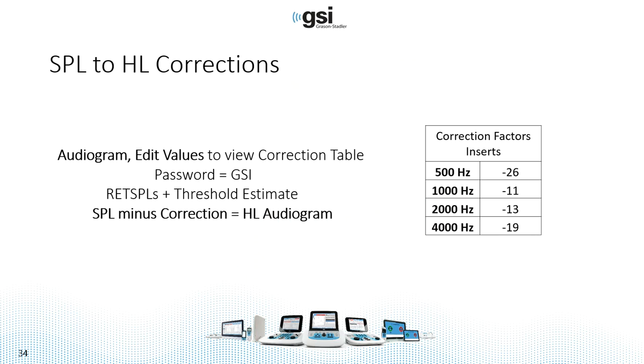The SPL to HL corrections can be viewed directly in the software by going to the audiogram screen and selecting Edit Values. You have to enter a password in there if you want to see. The password is GSI. But the correction is essentially the RETSPL for that particular frequency plus the threshold estimate. With the corrections that you see here, these are for insert earphones, you're going to take the SPL presentation level and subtract the correction. So if you're testing at 80 dB at 500 hertz, the HL correction would be 80 dB minus 26 dB for 54 dB HL.